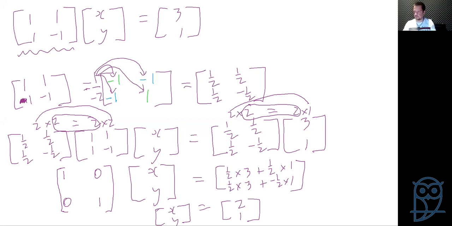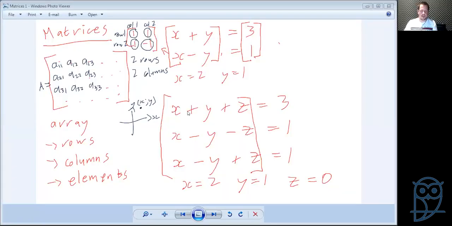And we see that we came up with the answers of 2 and 1, which means that we have actually just solved that system of equations.